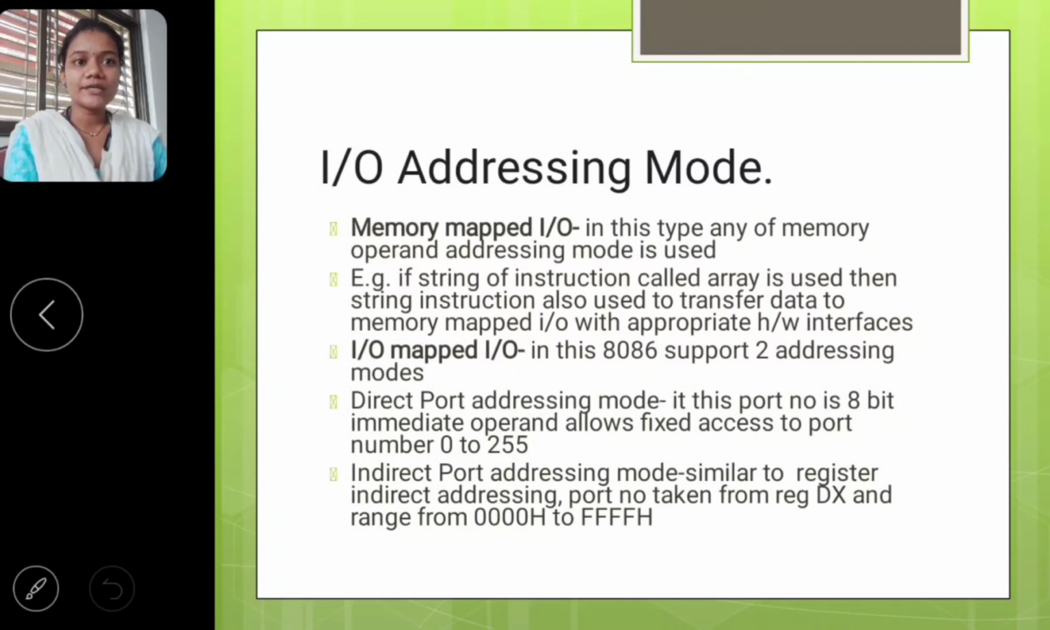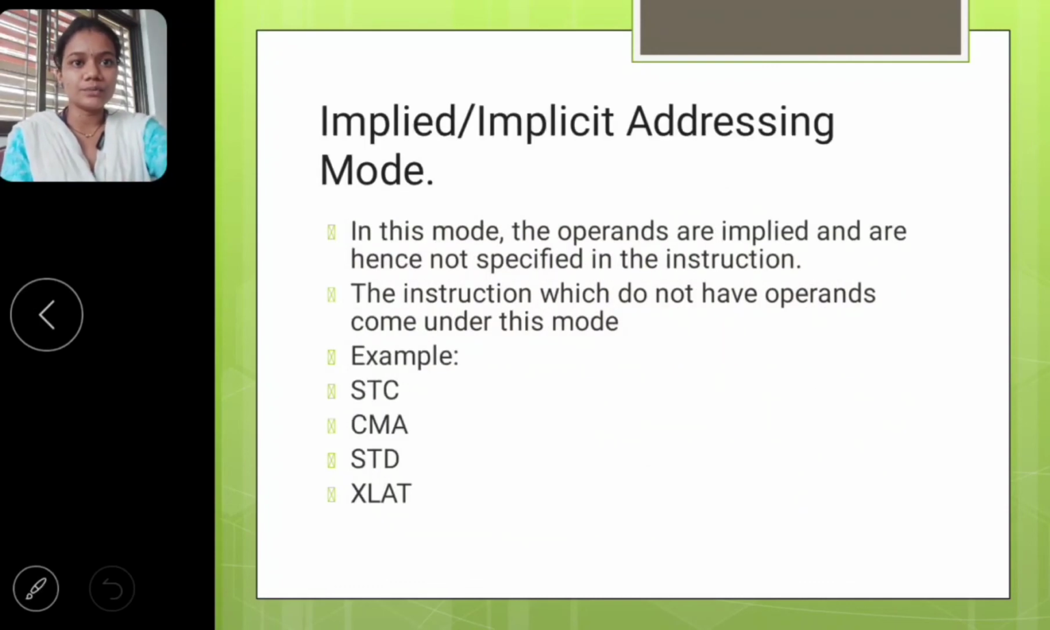In direct port addressing mode, the port number is an 8-bit immediate operand. So it can access ports 0 to 255. And indirect is similar to register indirect addressing mode. The port number is taken from register DX and ranges from 0000H to FFFFH. So this is your indirect port addressing mode.